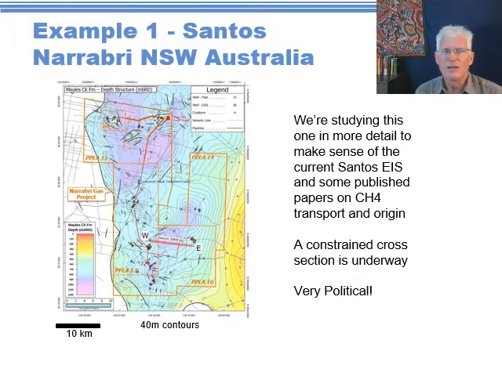As I said, we're studying this in more detail to make sense of the current EIS and some published papers about methane transport and origin. We're going to produce a well-constrained cross-section that won't have so much vertical exaggeration, and then try to make sense out of where the faults are that have been mapped in the area, and where the actual test data is, where they're using test data and monitoring to make their conclusions in the environmental impact statement. And as I said, this one's very political, so it's interesting to see what we think is going on.